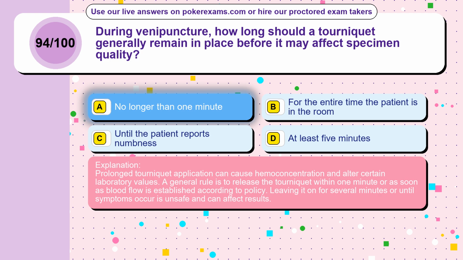Prolonged tourniquet application can cause hemoconcentration and alter certain laboratory values. A general rule is to release the tourniquet within 1 minute or as soon as blood flow is established according to policy. Leaving it on for several minutes or until symptoms occur is unsafe and can affect results.